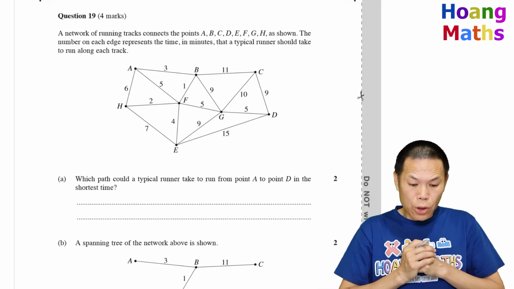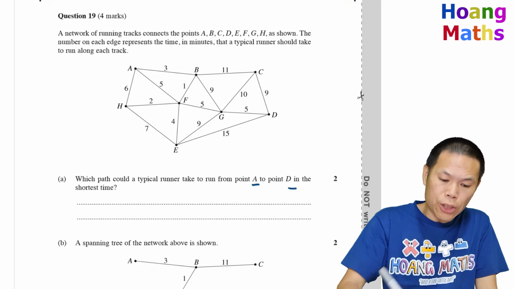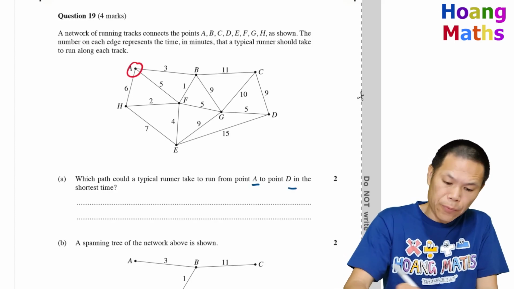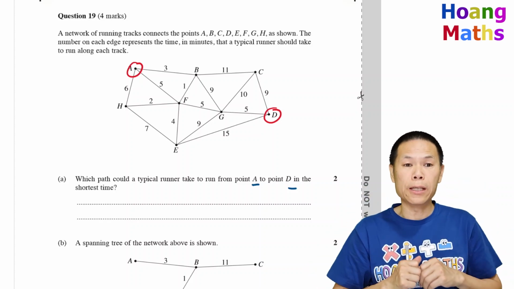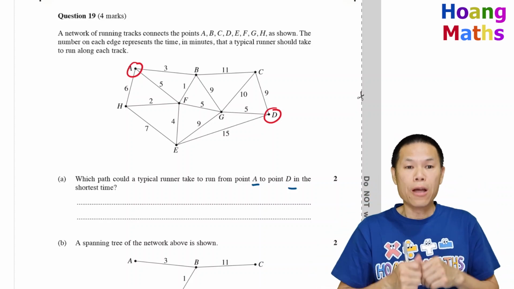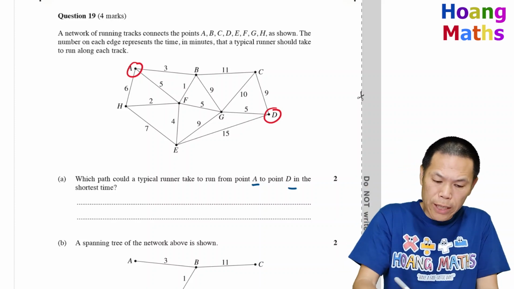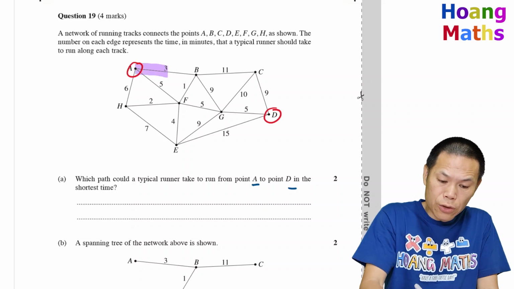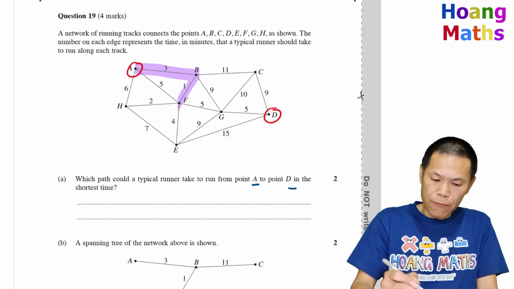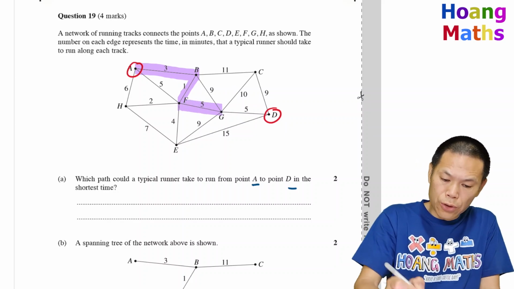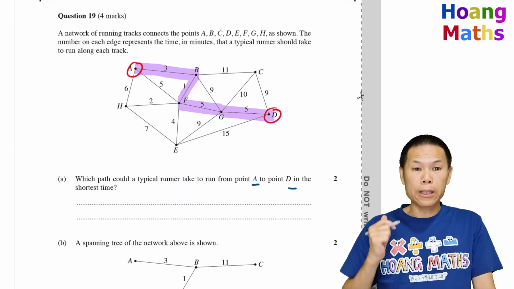Question 19. We need to find the shortest distance from A to D. This is A and this is D. We need to try several paths, but this one is quite obvious. From A to B, then from B to F, then from F to G and to D. You can see that is the shortest distance, okay?